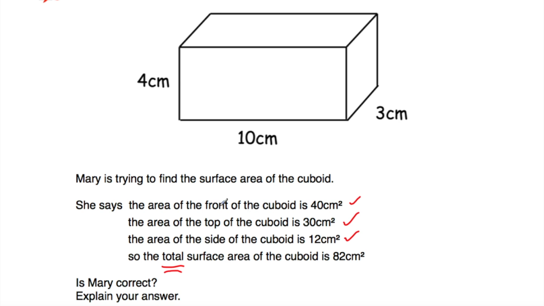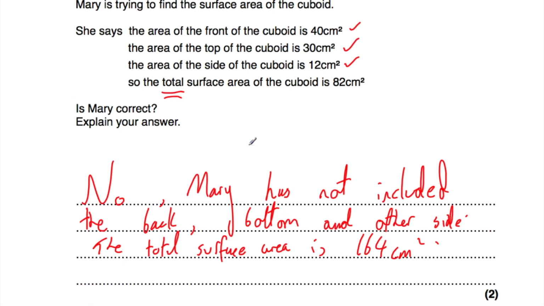Now, because she's done the front, the top and the side, you could just double them to get 164 centimeters squared, because if you've done the front, then you'd need the back. If you've done the top, you need the bottom. And if you've done one side, then obviously you'd need the other side. So she's added up half of the shapes, so you could double it to then be the total surface area. But the question said, is Mary correct? So let's explain she's not. And that's it. I've just explained that no, Mary has not included the back, the bottom and the other side of the cuboid. And the total surface area of the cuboid is 164 centimeters squared.